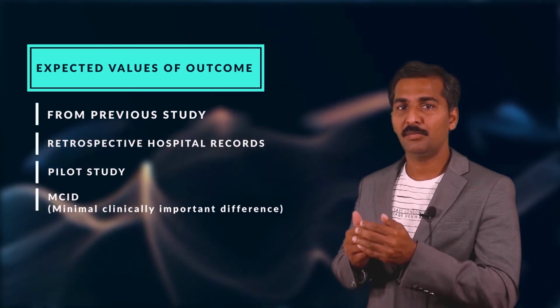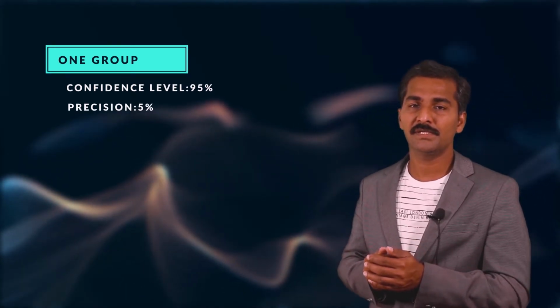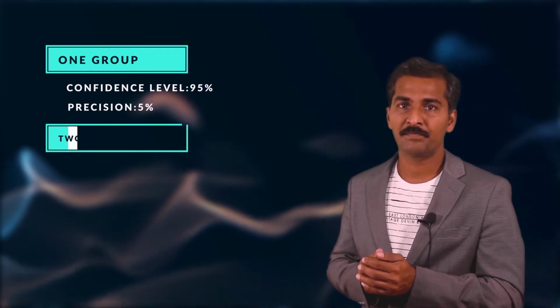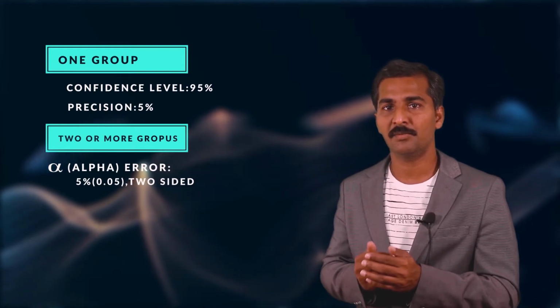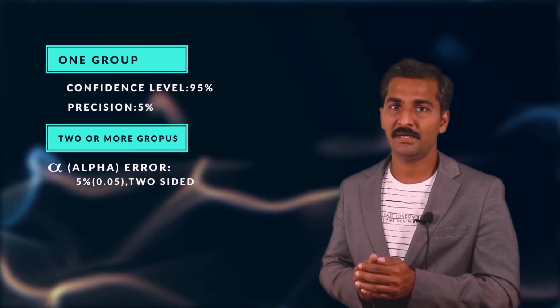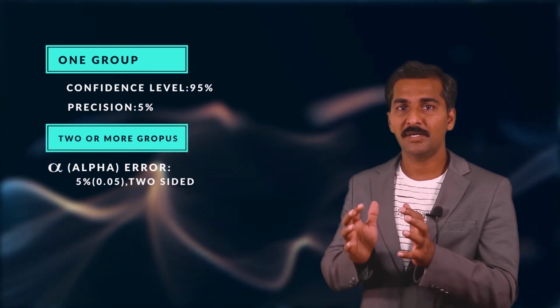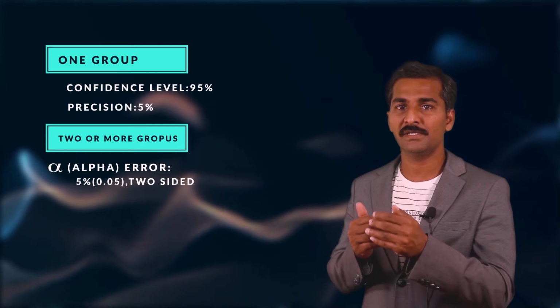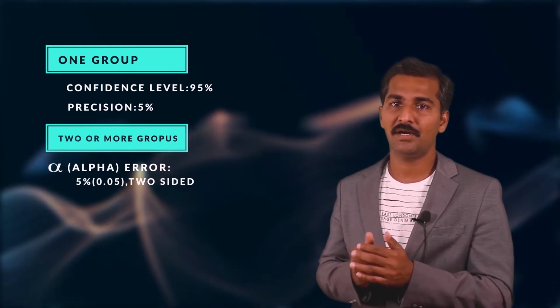And the final and important aspects which are fixed in many research studies are, in case of a single group, a 95% confidence level and the precision, which is usually kept at 5%. In case of a comparative study, the alpha error is usually kept at 5% or 0.05, and most of the time it is kept as a two-sided alpha error. That means you are saying that my result can go in either direction. You are keeping it open. If you are very sure that your result can go only in one direction, then you will usually specify it as a one-sided alpha error.